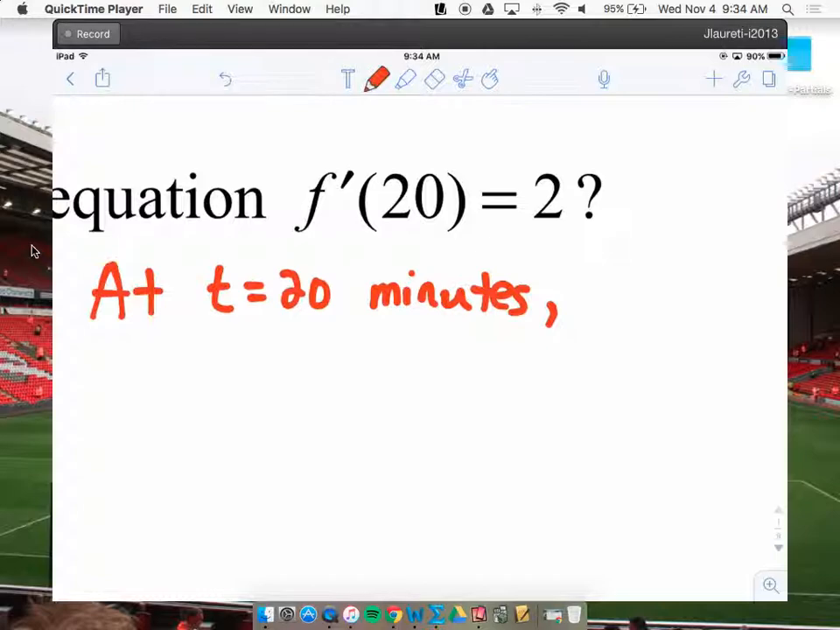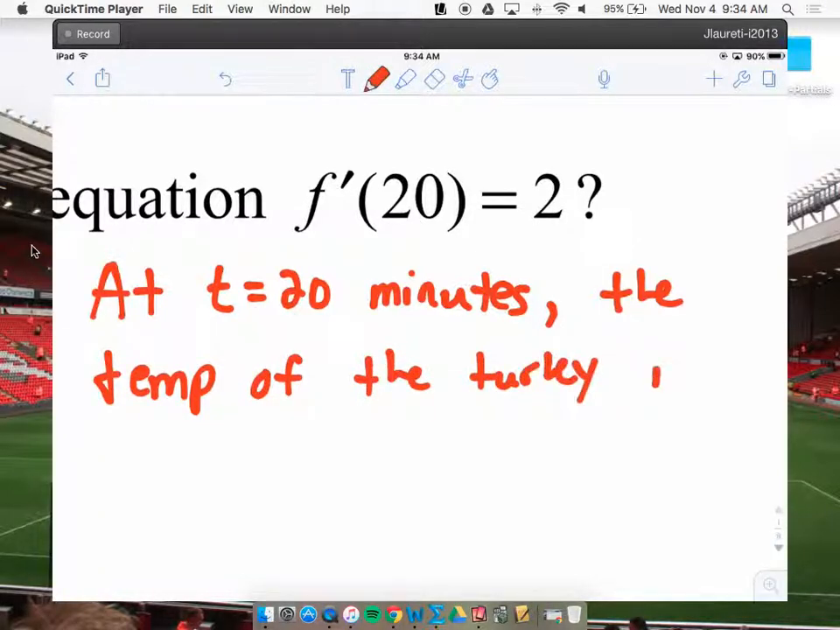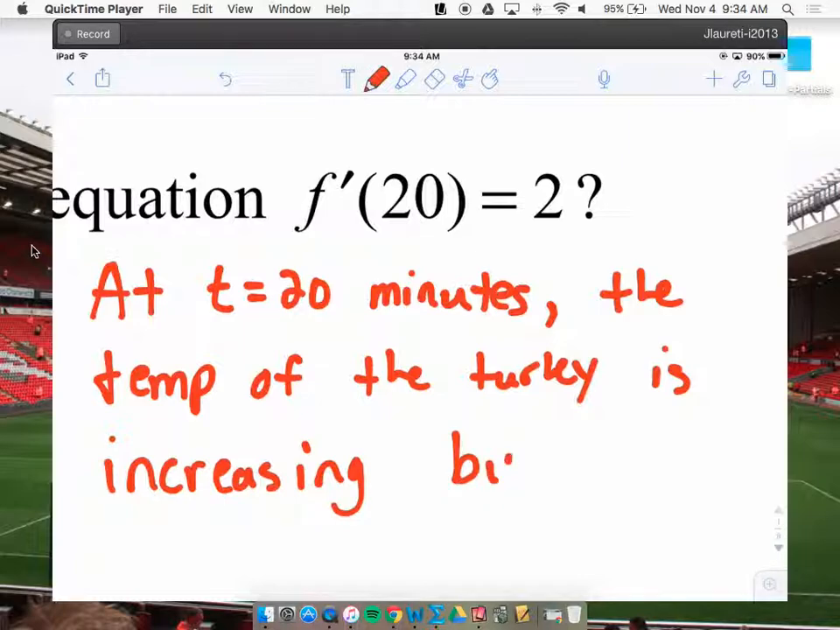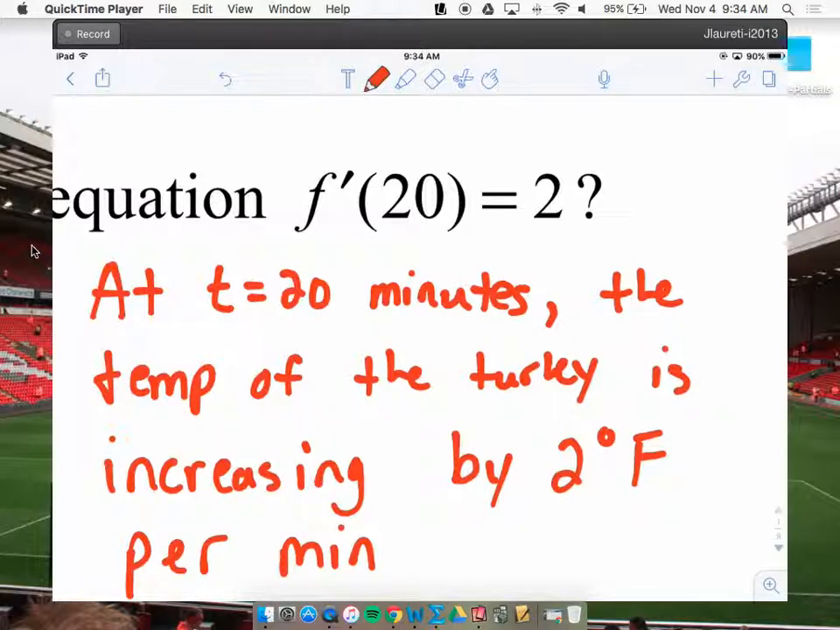So you can say at t equals 20 minutes, the temperature of the turkey is increasing by 2 degrees Fahrenheit per minute. Since it's positive, that's where the increasing part comes from, and the degrees Fahrenheit per minute is the units of the derivative. It's the rate of change of the vertical axis over the horizontal axis.